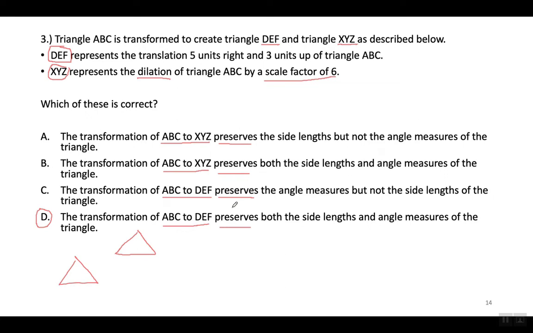With the explanation I just gave you, I'm telling you how you could answer it in just 1 or 2 seconds by realizing that the dilation one does not preserve anything. The translation one does preserve everything. And all you have to do is find the one that's saying that it preserves everything and has the correct triangles listed. Let's move on.